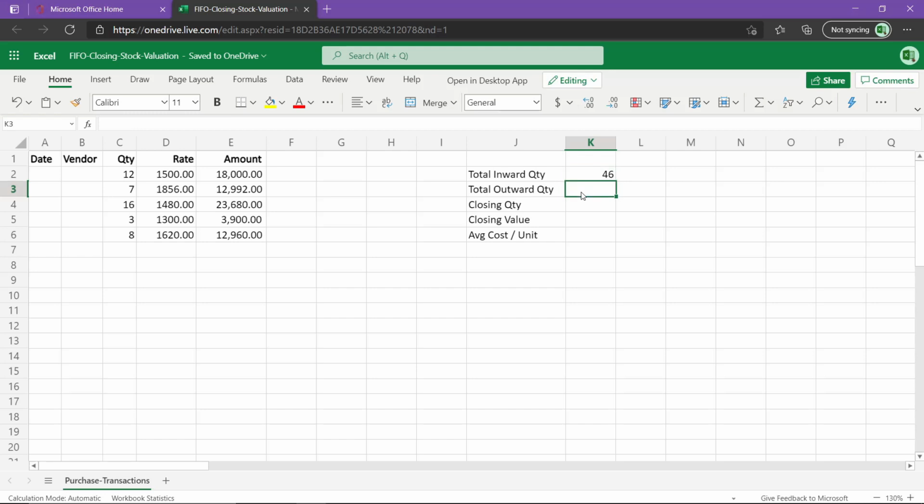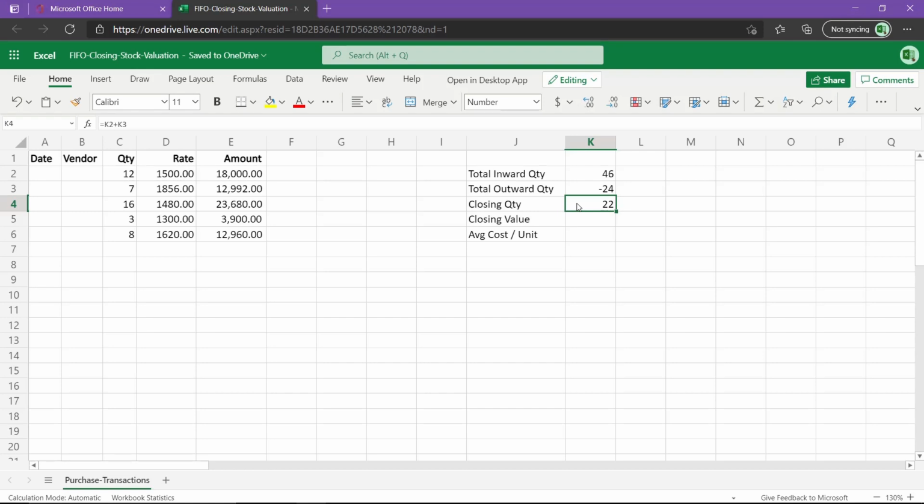Let's assume 24 quantities were sold or issued. So let's write it as minus 24 because it is outflow. Naturally, closing quantity will be equal to inward plus outward, since I have prefixed it with a negative sign. So 22 quantities are remaining in my stock.